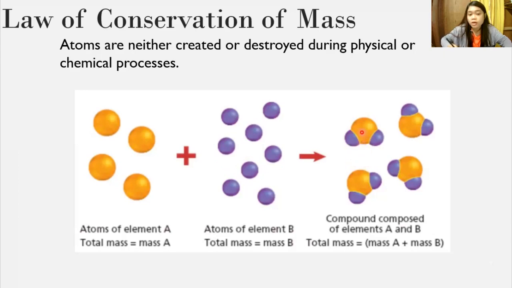So as you can see, one atom of element A combines with two atoms of element B, and then it forms a compound. So the compound is composed of elements A and B, and then the total mass also now involves not only A but also B, because two elements are already present in this compound.